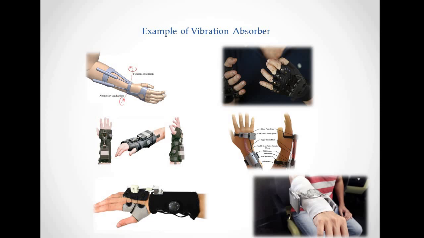In this page, example of vibration absorber. In the left side, you see the three types of the beam and cuff mounting vibration absorber for Parkinson disease. On the right side of the page, the first one, low anti-vibration gloves, second one, elastic vibration absorber gloves, and the third one, mass and damper, or mass and spring type of the vibration absorber for Parkinson disease.